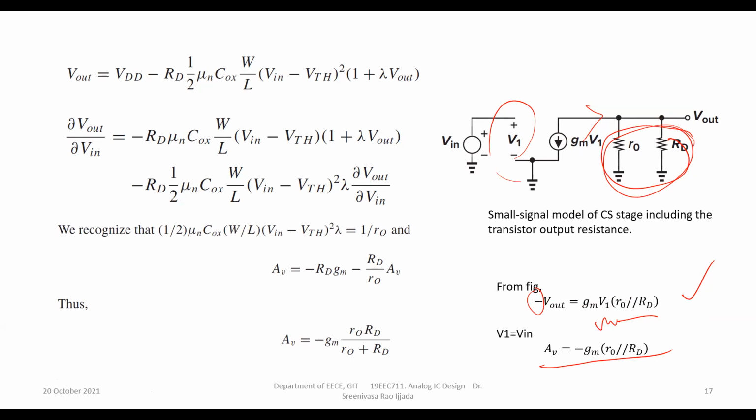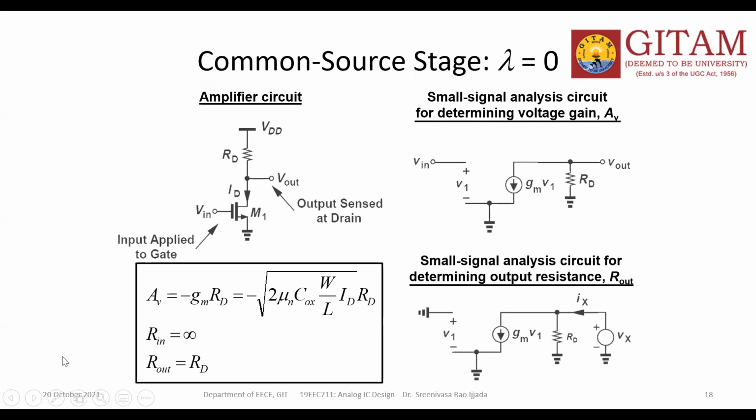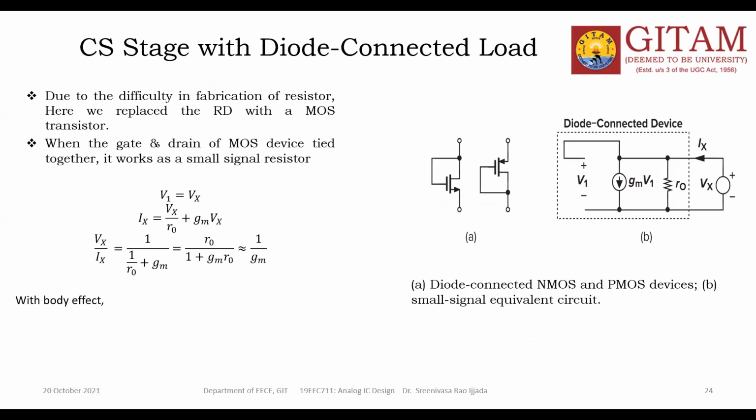Earlier, whatever the equations are, were without channel length modulation. Now with channel length modulation, I think there is a small difference between there and here. Here the RD is parallel with the R naught. So whenever two resistors are in parallel combination, what is the effective value? Always the least one. Yes, that is the story about common source amplifier with the load resistance.